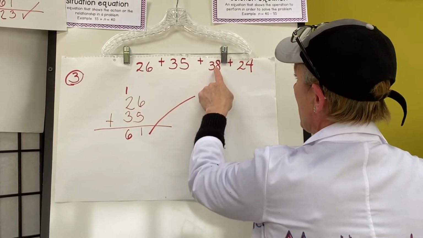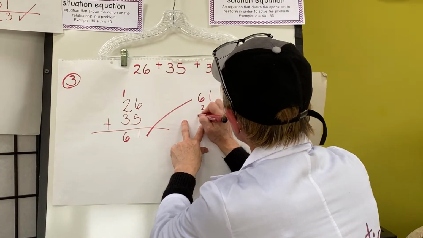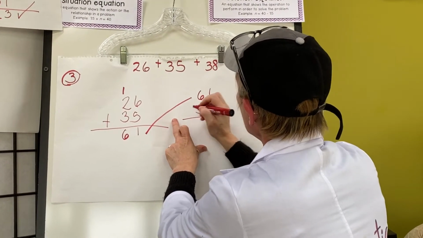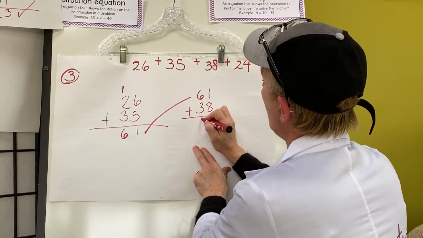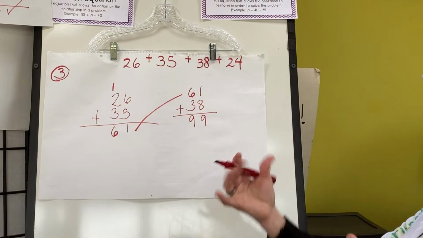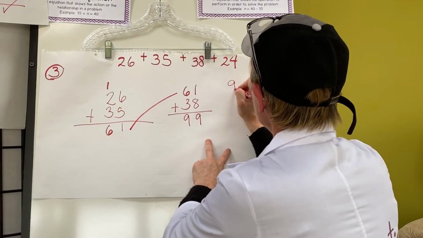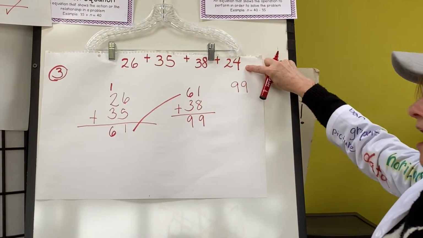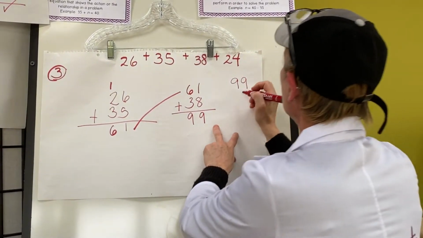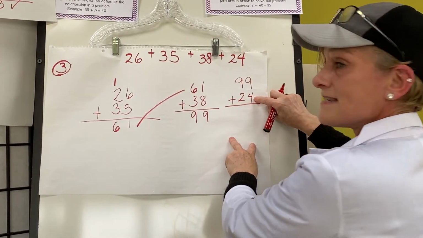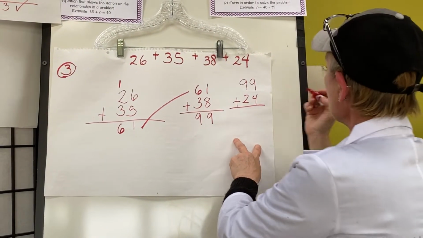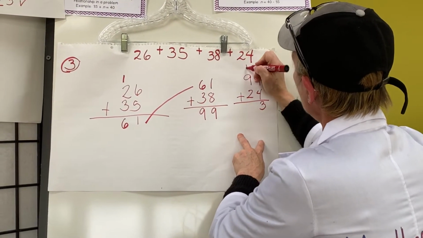There's my total. I'm going to add this number to it. 38. And I'm going to add it. 9. Ooh, look at that. 9 tens. Now I'm going to take this total. 99. And throw on the last add-in, which is 24. And friends, 9 and 4. Yep, made a 10. 3 extra ones.